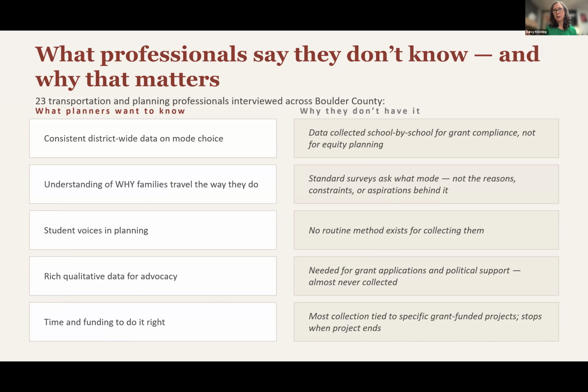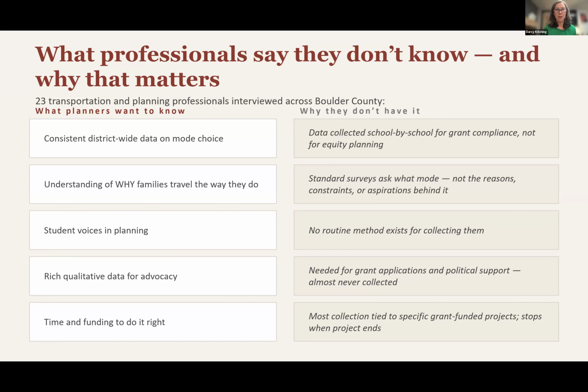Now, this is something that BVSD has integrated over the last couple of years, and so I think that data is being collected at the district level in a different way than it was when I did my study. But there wasn't that consistent data collection across districts, and I included, of course, St. Vrain Valley School District in this study as well.